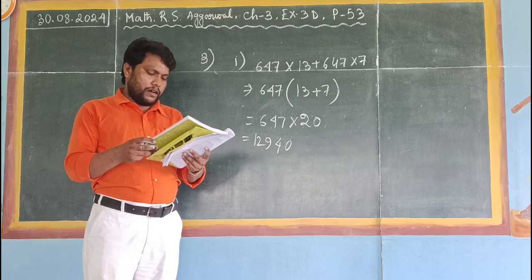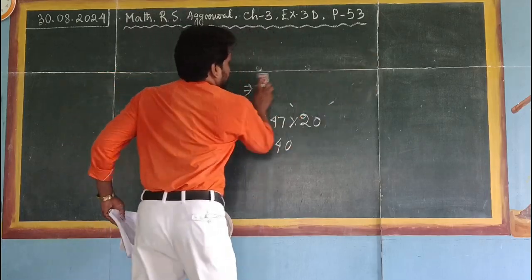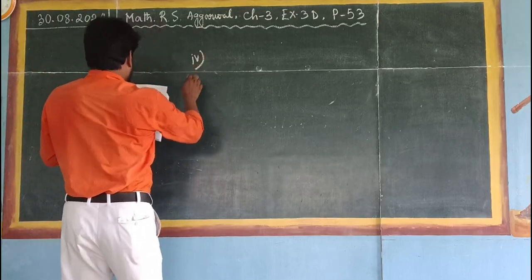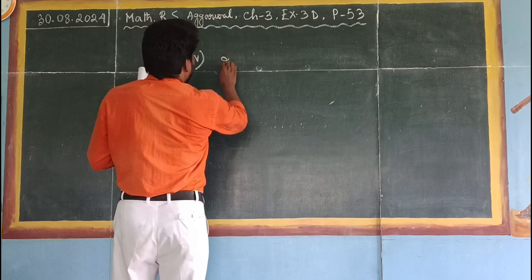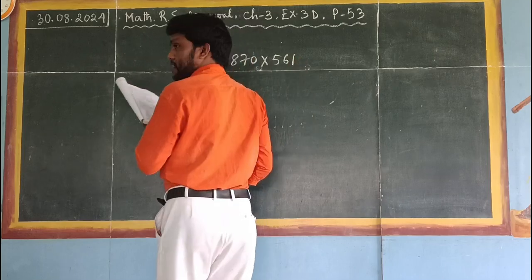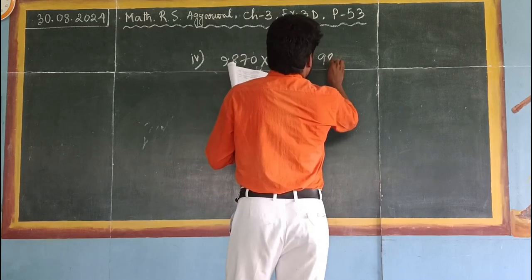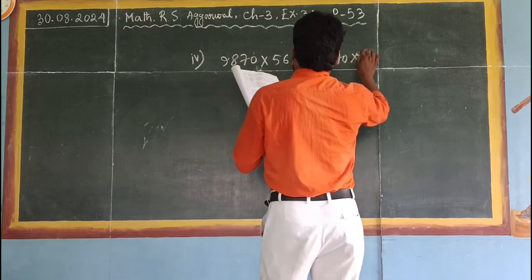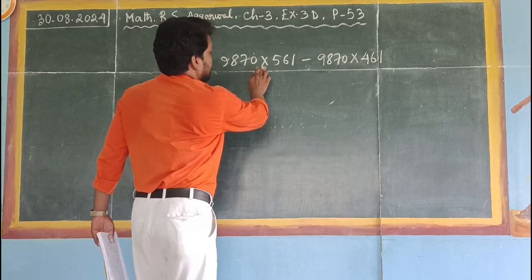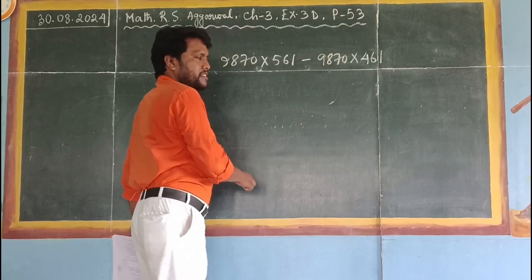I am going to question number 4. What is given? 9870 into 561 minus 9870 into 461. Now this is also just like that: the distributive property of multiplication over subtraction. In the middle there is a subtraction sign.